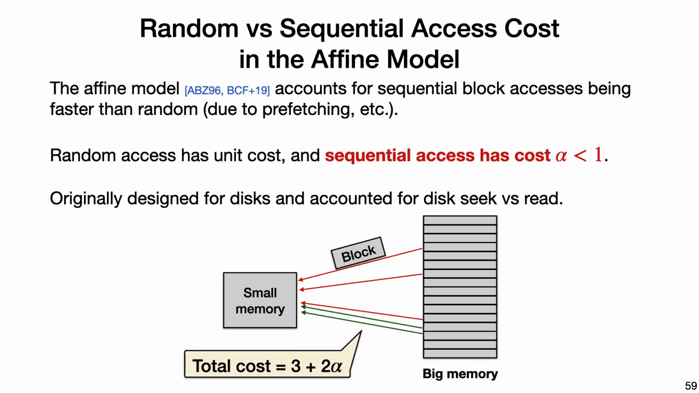But in reality, it costs differently to access random cache lines versus sequential cache lines. So there's the affine model, which is a more refined version of the disk-access model. In this model, random access has unit cost, but sequential access has cost alpha less than 1. So here, rather than 5, these 3 are random, so that's 3, but these 2 are sequential, they come right after this one, so that's 3 plus 2 alpha. We care about this because the PMA is one contiguous allocation, so in this model, it would be faster to scan the PMA.